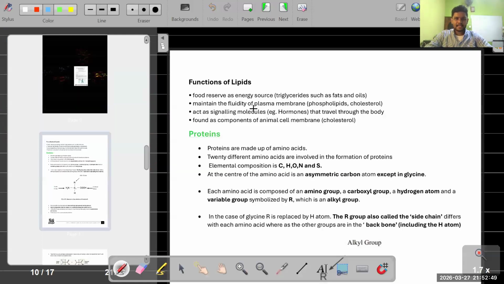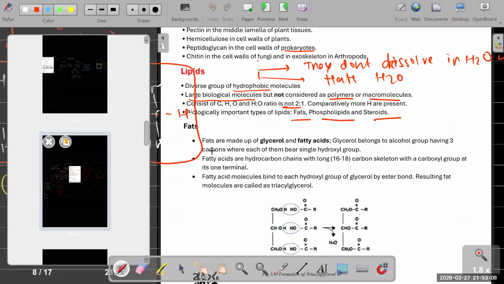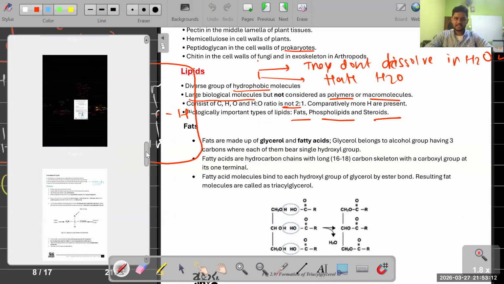Third, acts as signaling molecules or hormones that travel through the body. Signaling molecules or hormones. Example, steroids. Steroids are functioning as hormones. Is steroid a type of lipid? Let's check. Yes, here steroid is. So I hope you have come across the word steroid.